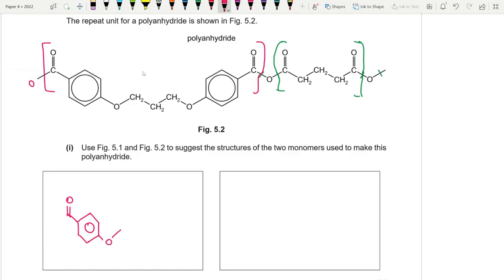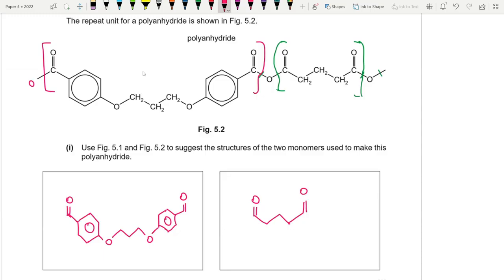Oxygen, so we have a CH2, CH2, CH2, back to oxygen. Then I have this benzene ring again, okay, followed by this part over here. And on this side I actually have this CO over here, followed by a CH2, CH2, CH2. Do you guys get it? CH2, CH2, CH2. I'm just copying that, okay? Followed by this over here.